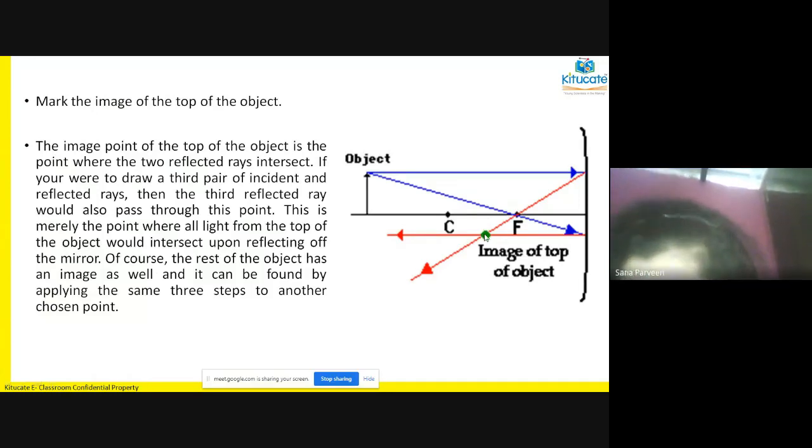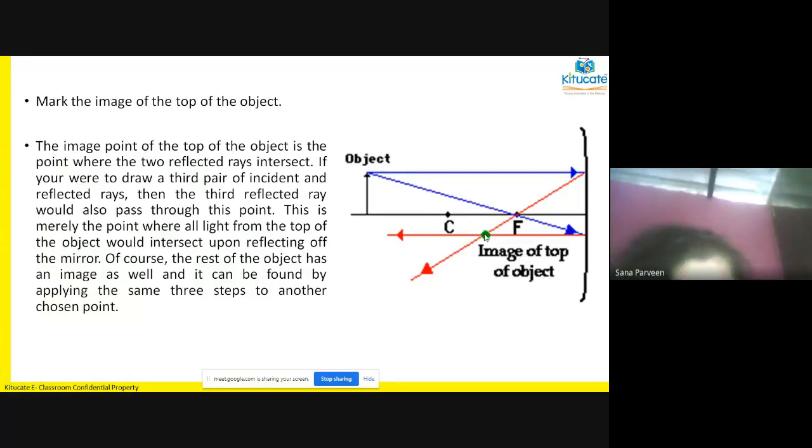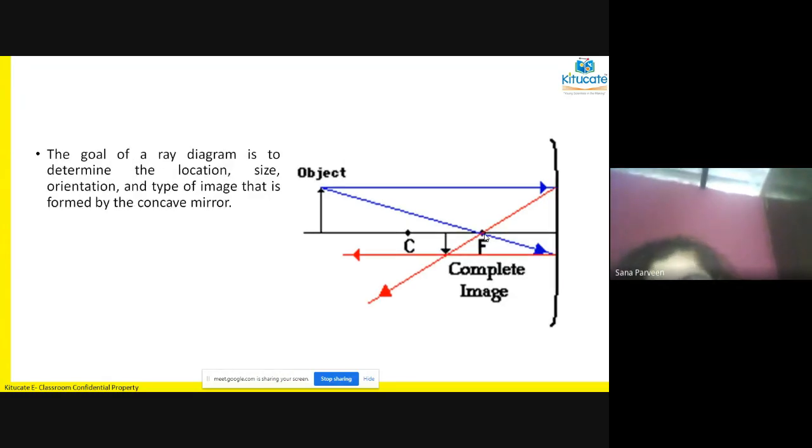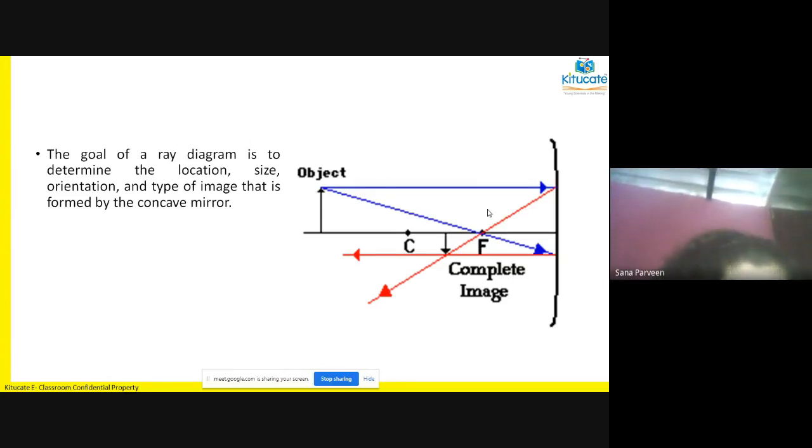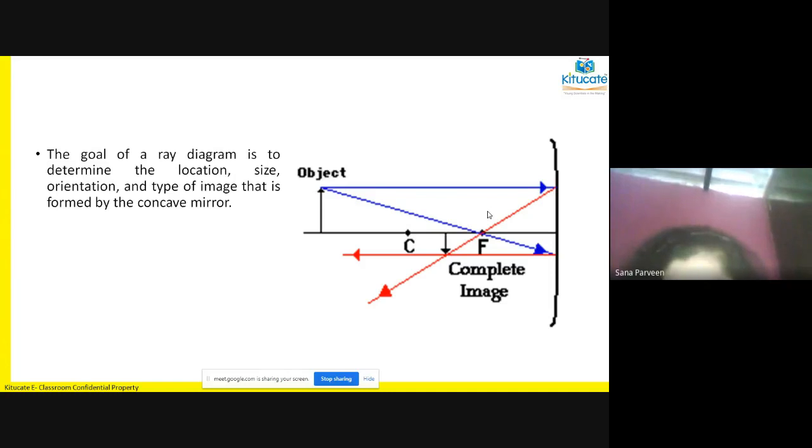So where the rays meet, you have to remember, at that point the image is going to be produced. So we have a complete image formed. You can see the size of the object is big and the size of the image here is small, depending upon where you place the object. If you place the object here, a different size image will be formed. If you place the object here, a different size image will be formed. If you place the object between C and F, the image will be formed at a different position. So as you change the position of the object, the position of the image is also going to change.